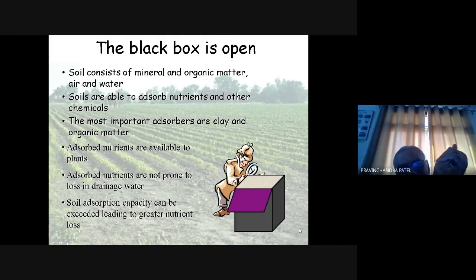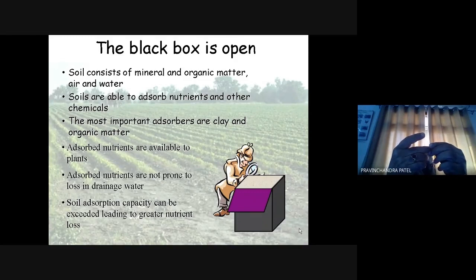Nutrients and other chemicals are adsorbed. The most important adsorbers are clay and organic matter. Therefore, when your soil is rich in clay and organic matter, your soil is fertile and you are getting maximum crop production as compared to soil having sand particles and no organic matter.